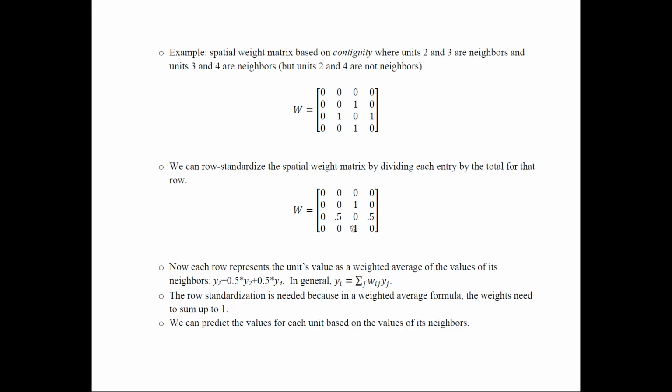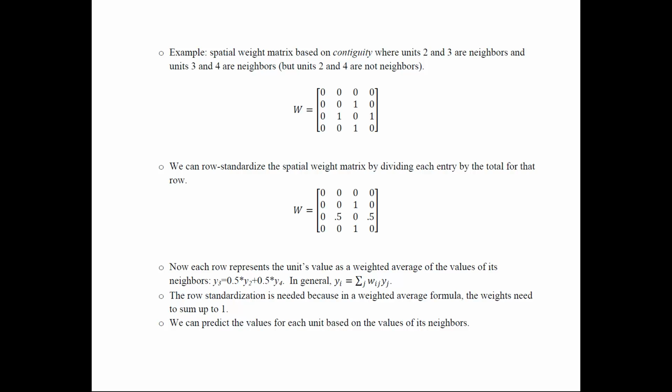Which is a 1. So now, what we've done with this matrix is row standardize it, so that each of the rows now sums up to 1. Why is that important? Because now each row represents the value for that unit as a weighted average of its neighbors. For example, look at this one. This is unit number 3, or observation number 3. It has two neighbors, observation number 2 and observation number 4, and they equally influence this.